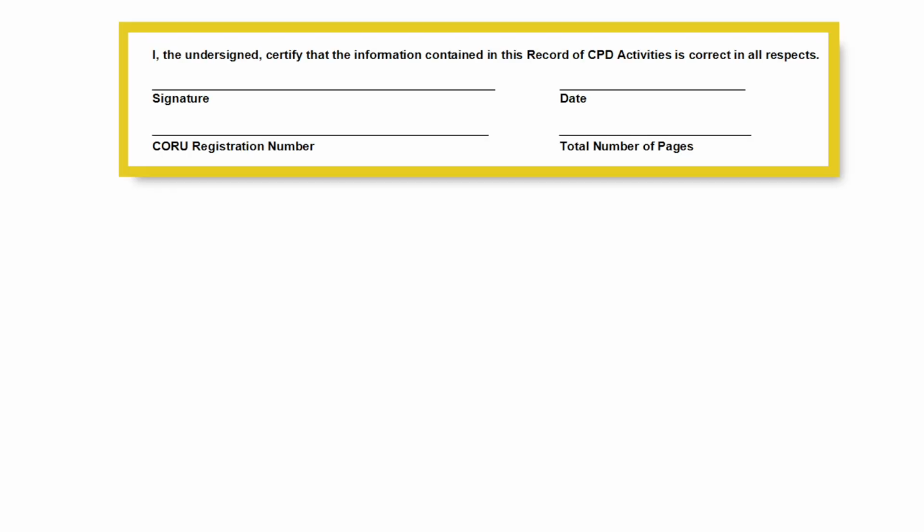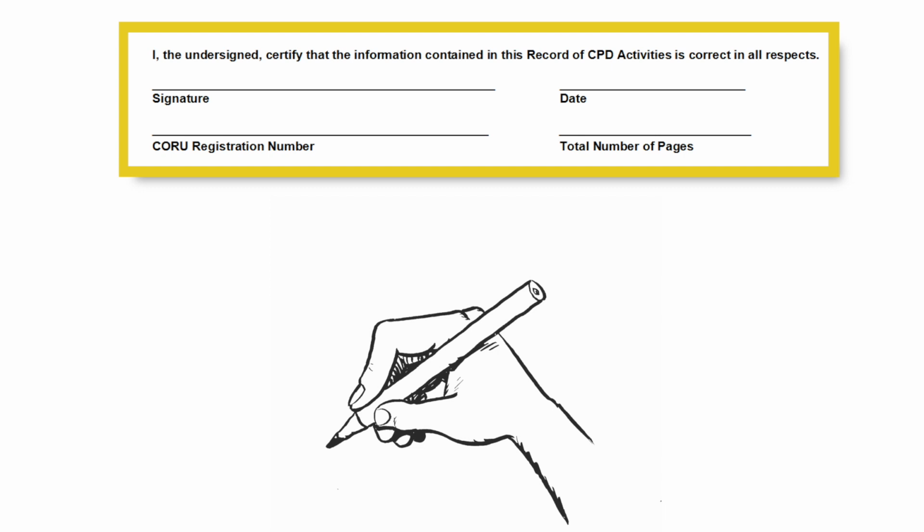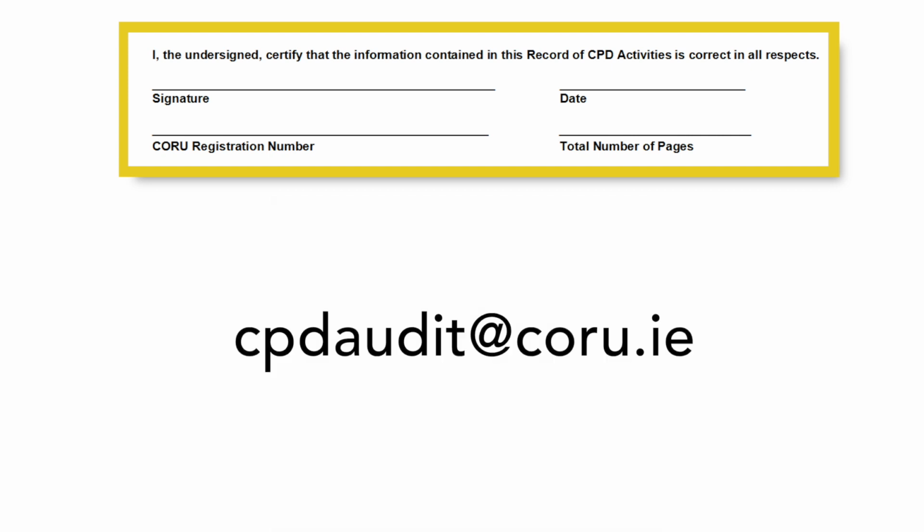And you're done. Don't forget to include your digital signature, your CORU registration number, and the total number of pages that should be included with the record. If you need any help or assistance with completing this template, simply email cpdaudit@coru.ie.